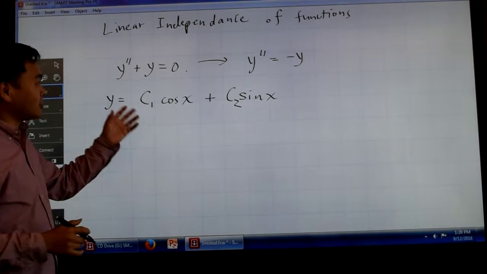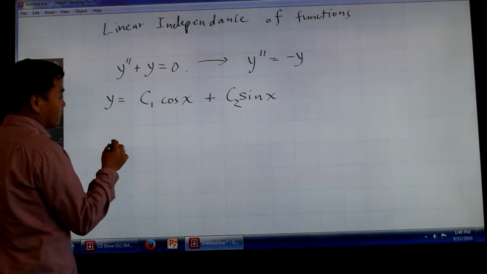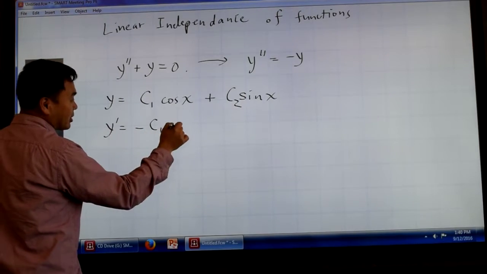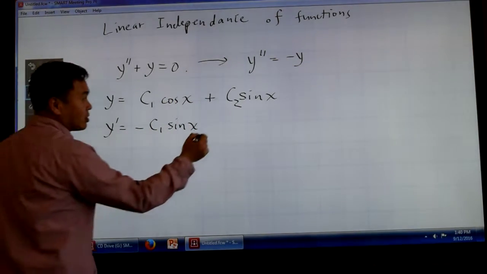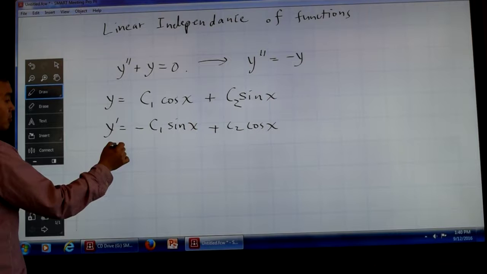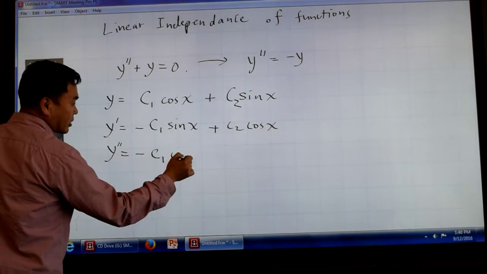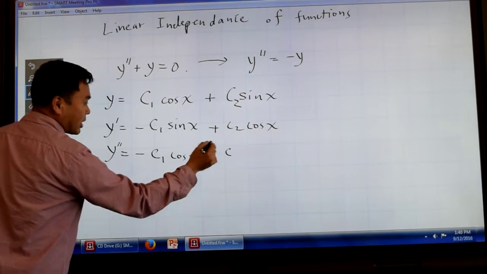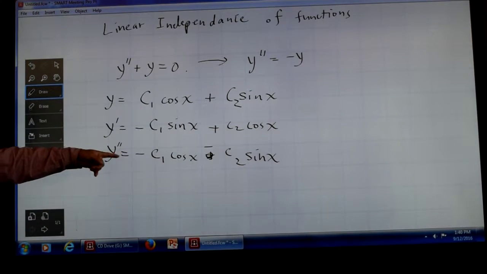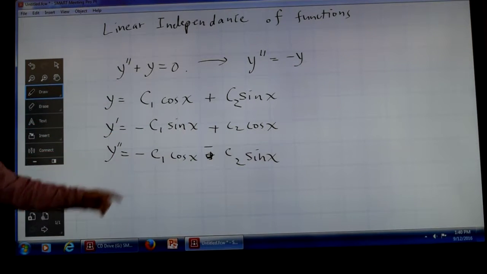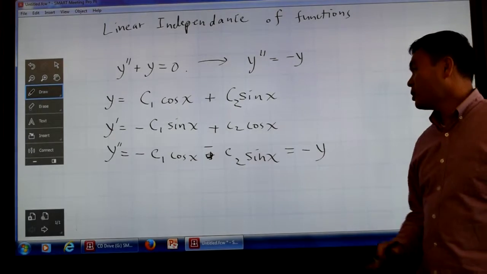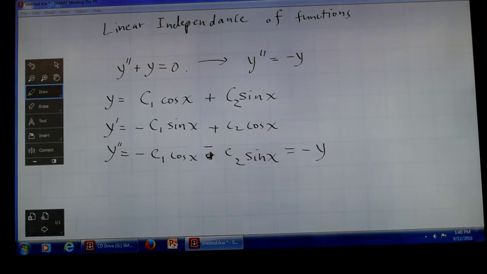So let's try to see that this is indeed the solution to the above differential equation. You differentiate once, you get negative C1 sine x, because the derivative of cosine is negative sine, plus C2 cosine x. And differentiate one more time, you get negative C1 cosine x minus C2 sine x. And if you look at this, it is exactly the same as y, except for the negative sign. So it's indeed the same as negative y, regardless of what values C1 and C2 are.